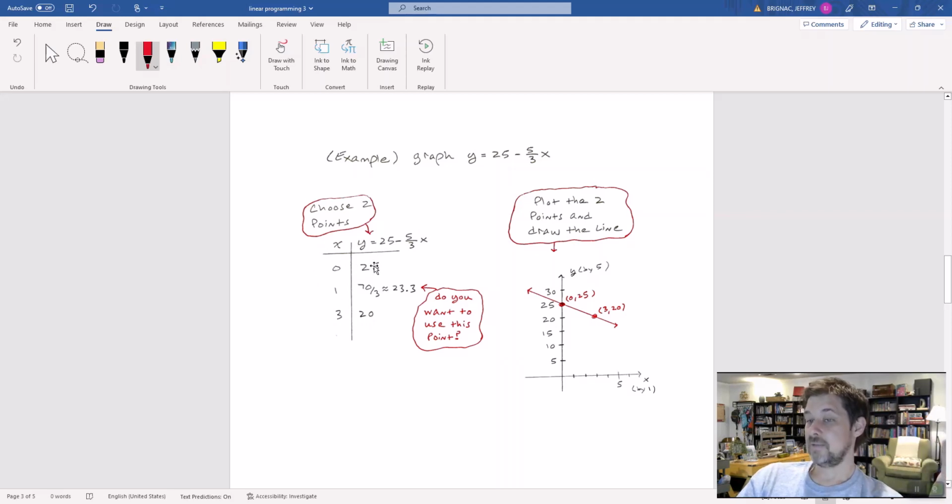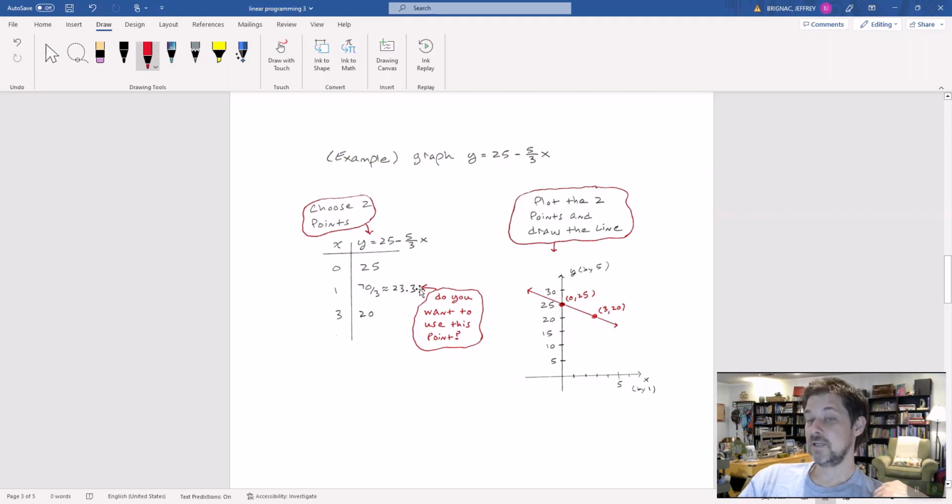So these are an example of numbers you could get. I put 0 in for x, I got 25 for y. It hits the y-axis at 25. And then I figured if I put a 3 in for x, the 3's will cancel, and then I won't have a decimal or a fraction. I put 3 in for x, I get 20 for y. So those are the 2 points I plotted. I drew the line that way.